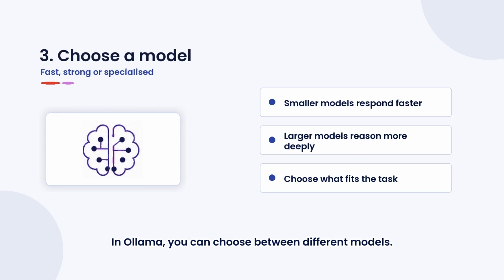In Ollama, you can choose between different models. Some are lightweight and fast, while others are stronger at reasoning or specialized for particular tasks. In AI Corporate Desktop, you choose the model that fits your work.